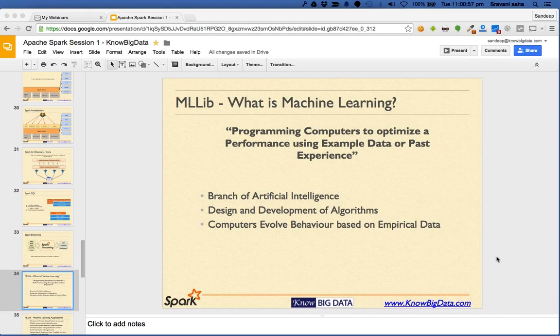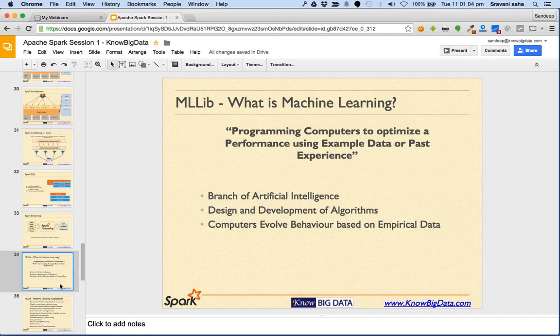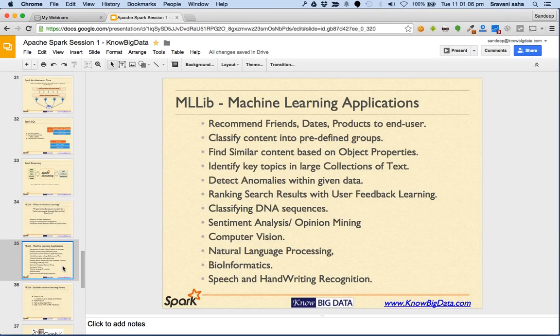All right. It's a branch of artificial intelligence, for designing and developing algorithms, and is based on empirical data. There are many use cases of machine learning. Anywhere people write algorithms, most of it can be automated provided we have enough data. If we have enough data, most of the logic can be automated. Most of the logic, such as how to figure out the image, the person in the image, and all of that, can be automated. There are many, many applications. You can go through this list.